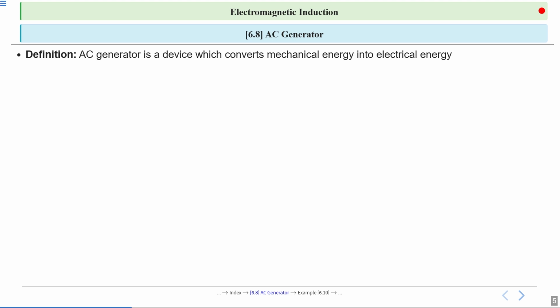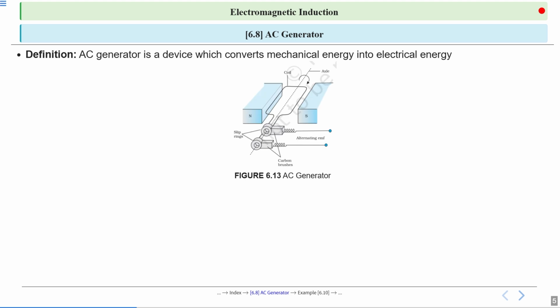What is the mechanical energy here? The coil is rotating, that is mechanical energy, and it is using fuel, chemical energy. Due to the rotation of the coil in the magnetic field, the magnetic flux is changing, due to which EMF or current is induced, that is electrical energy. So an AC generator is a device which converts mechanical energy into electrical energy.